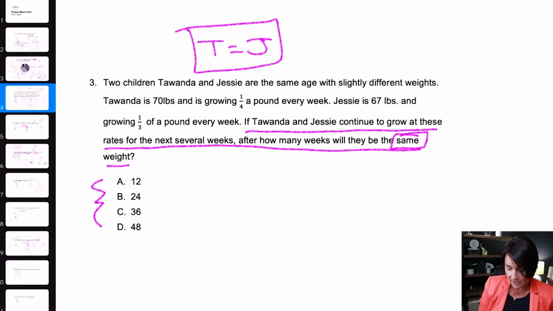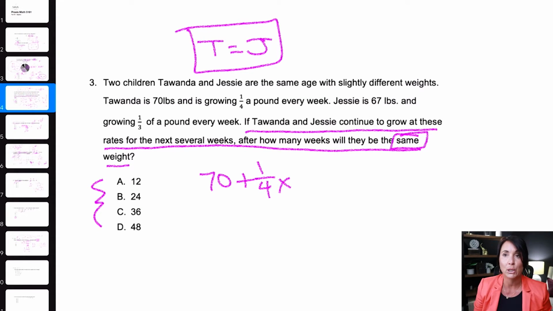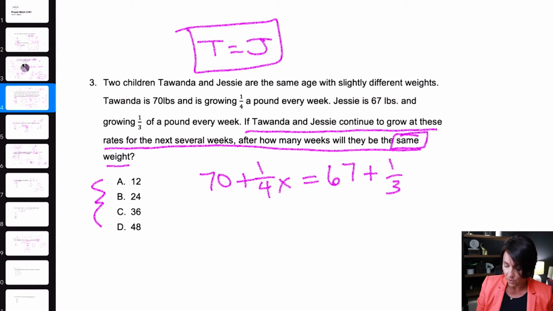So we have Tawanda is 70 pounds and she's growing 1/4 pound per week. Let x be per week, all right? And that's going to equal Jesse, who is 67 pounds, and we're adding, because he's growing, 1/3 pound per week. Notice that they're in slope-intercept form, right? This is a slope-intercept problem because rates of change are the slope. Either the rate of change is going up or the rate of change is going down, right? Just a little side note.